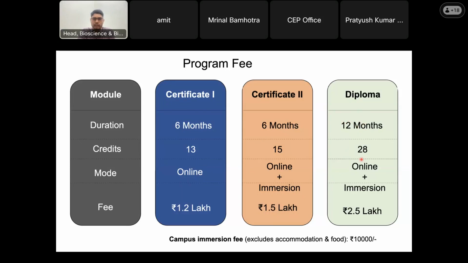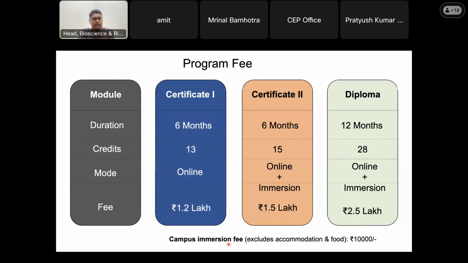You have to earn certificate 1 and certificate 2. That is one option if you enter at certificate 1, and if you enter at certificate 2, you still have to take 13 additional credits from the electives that will be offered. So in total you have to complete 28 credits. Again, it will be online, and the hands-on and practical sessions will be given during the immersion period. Total fees for the diploma is 2.5 lakh.